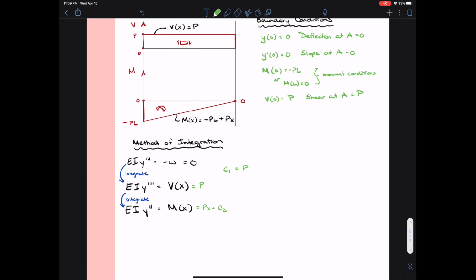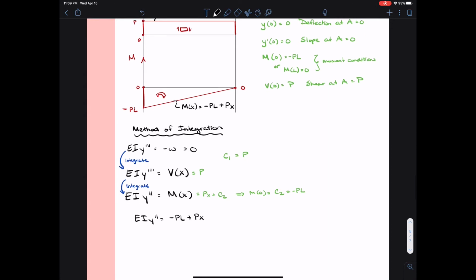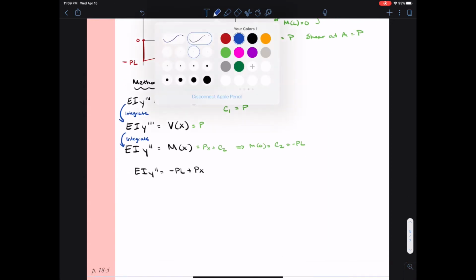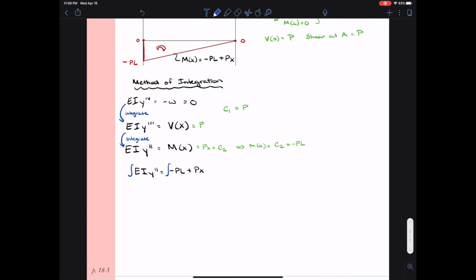Right, and then we also came up with the boundary condition that M of 0 has to equal negative PL. So that would then indicate that C2 has to be negative PL. So this now gives us EI y double prime equals negative PL plus Px. Okay, and this is what we, just using algebra, came up with from the moment diagram. So if you're more comfortable integrating, go ahead and do that. If you'd rather just jump in right from the moment diagram, you'll be perfectly fine and maybe get to the solution a little bit faster.